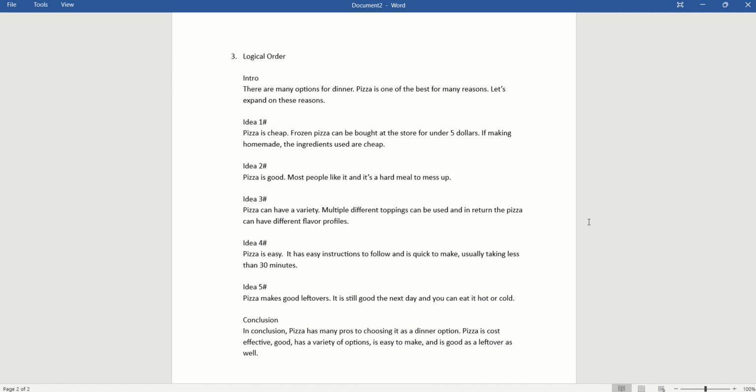Our conclusion. In conclusion, pizza has many pros to choosing it as a dinner option. Pizza is cost effective, good, and has a variety of options, is easy to make, and is good as leftovers as well.